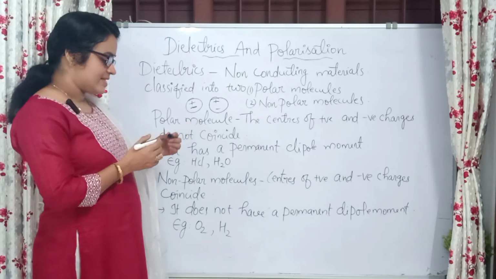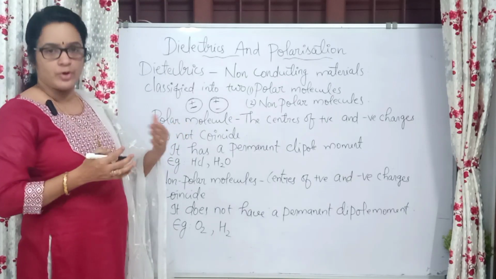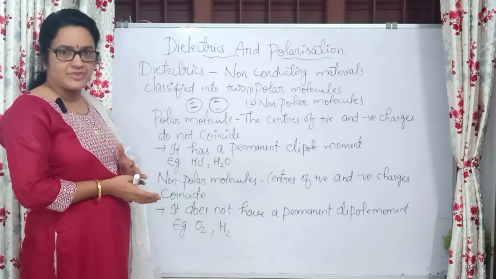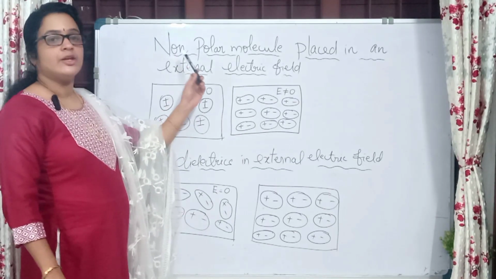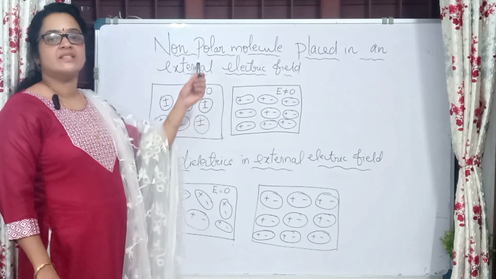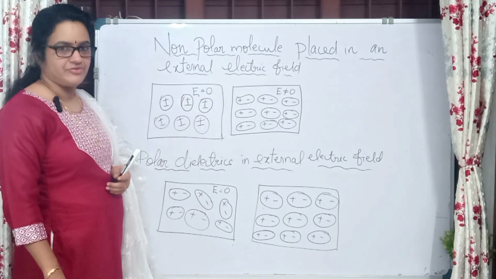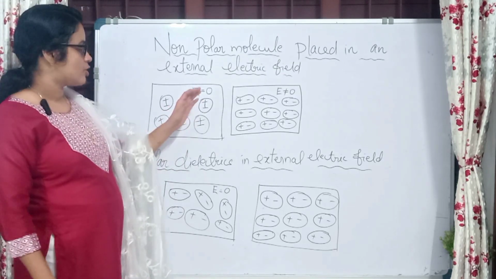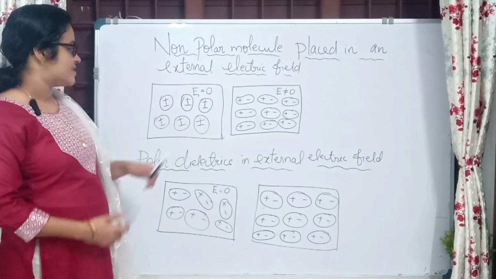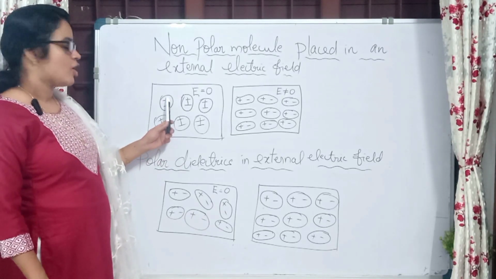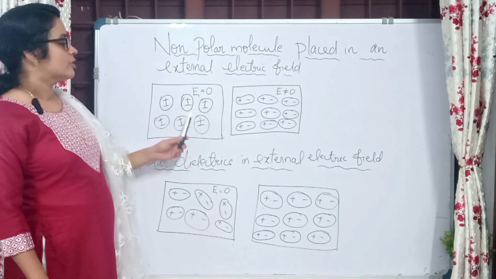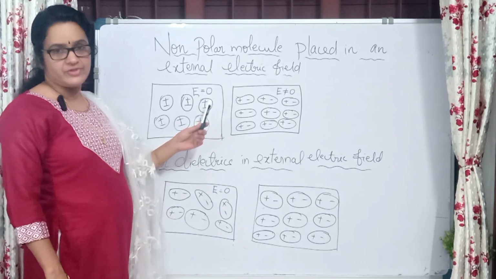Now we can consider this polar molecule and non-polar molecule. If you are placing these in an external electric field, what will happen to them? That we are going to discuss. Here we have to consider a non-polar molecule, and if you are placing that non-polar molecule in an external electric field, what will happen here? Here we can see the electric field is 0. That means it is not placed in an electric field. In such a case, the positive and negative charges are coinciding. There is no difference between these positive and negative charges, so there will be no permanent dipole moment of its own.